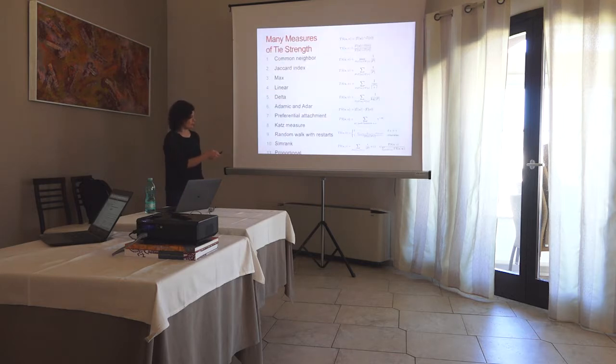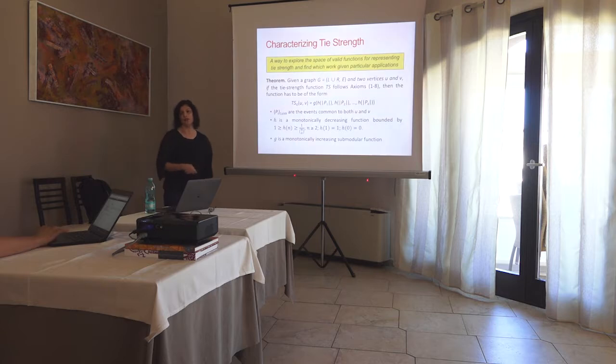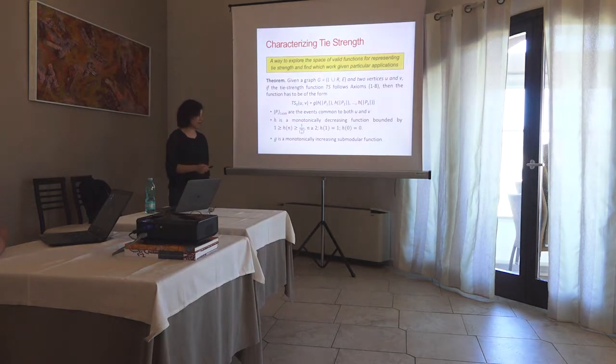So there are two functions, g and h. G is this monotonically increasing submodular function, which takes every common event that we were at and somehow aggregates the values it's giving us for every common event. And h is this monotonically decreasing function, which is bounded by one at one end and one over n choose two, which is the number of tie pairs that you can create, on the other end. And what you're going to basically do is for every common event that the two people were at, you're going to send it to this h function, and then you're going to send it to this g function. And now I can tell you what that h and g function are for very commonly used tie strength measures.